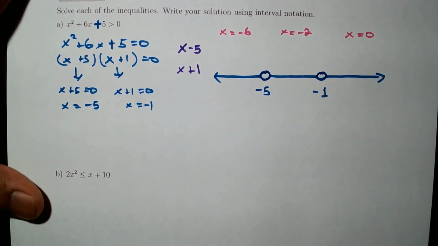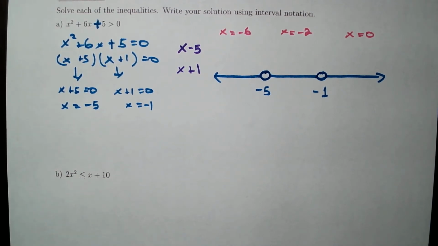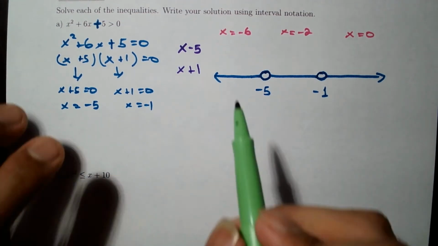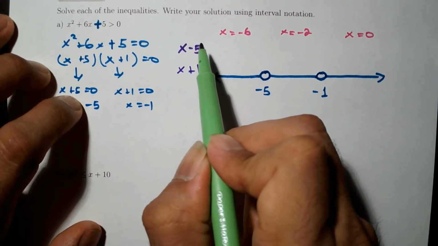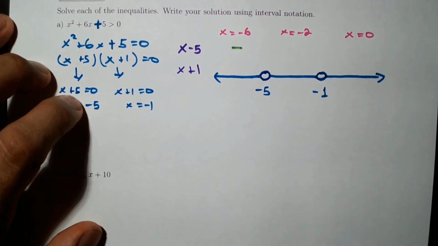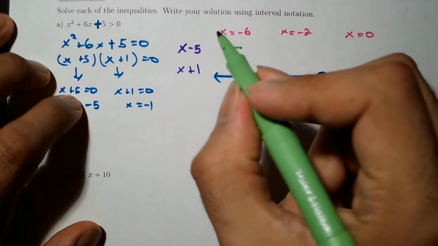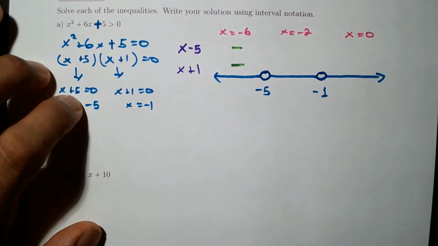Now, at the end, I'm not going to care at all about the numbers that I obtain. I will only care about the signs. So for example, -6 plus 5, that's going to give me -1. I will only care about the sign. And then -6 plus 1, that's also negative, and that's going to be -5.